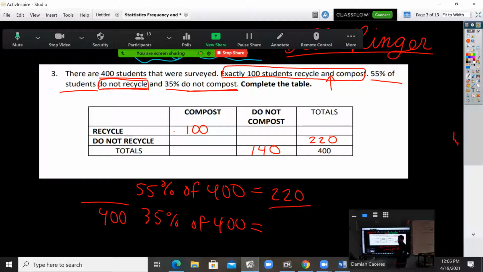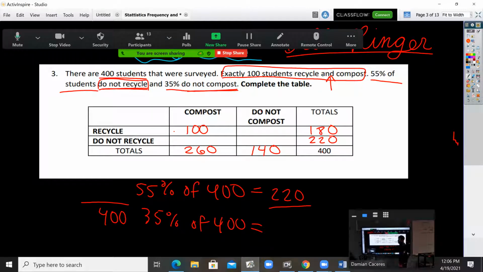So let's fill out the rest by using addition or subtraction. Everything has to equal your totals on the margins. That's why they call this marginal frequency, because all your totals are on the margin. So 400 minus 140 is 260. 400 minus 220 is 180. So we already have the totals figured out.